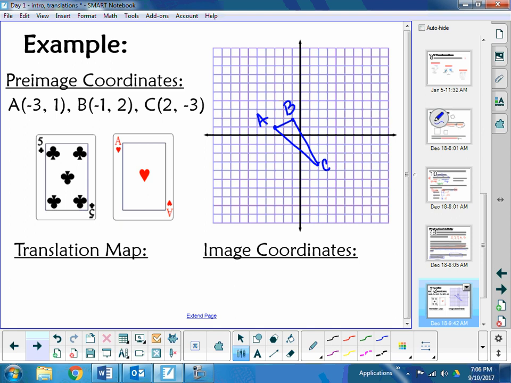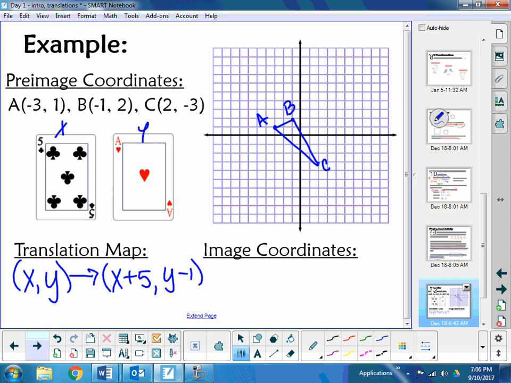I flip my two cards, and I have a black 5 and a red 1. So that tells me my translation: x, y is going to map to, my x is the first one, so it's going to change by positive 5. So x plus 5. My y coordinate is going to change by negative 1, because the red is negative. So this is going to be y minus 1. So there's my translation map: x, y maps to x plus 5, y minus 1. Once you get your cards, it's going to be different for every pair.